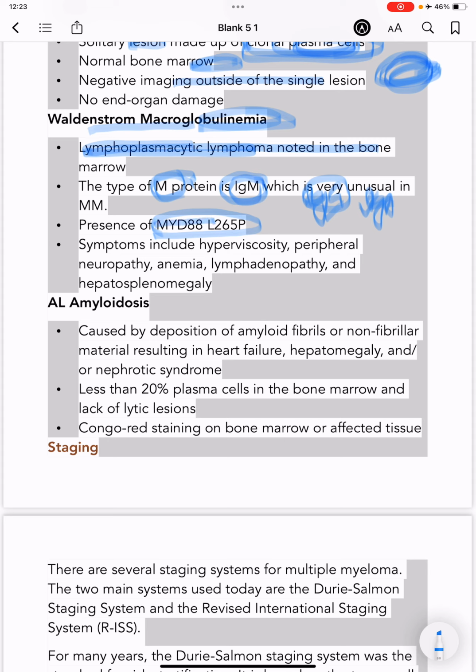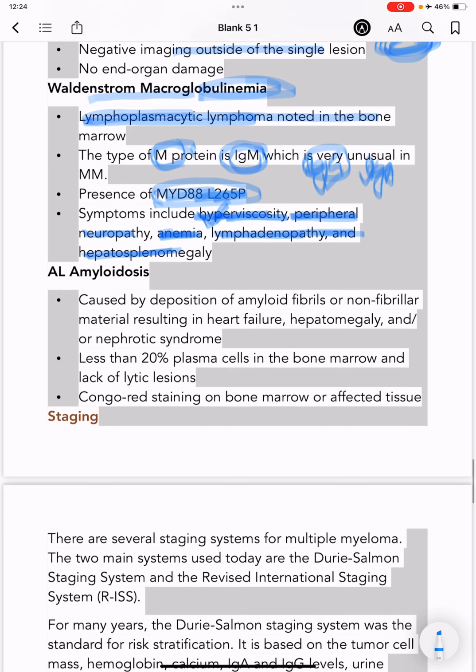Presence of MYD88 L265P, and symptoms include hyperviscosity. What are the symptoms in Waldenström macroglobulinemia? Hyperviscosity, peripheral neuropathy, anemia, lymphadenopathy, and hepatosplenomegaly.